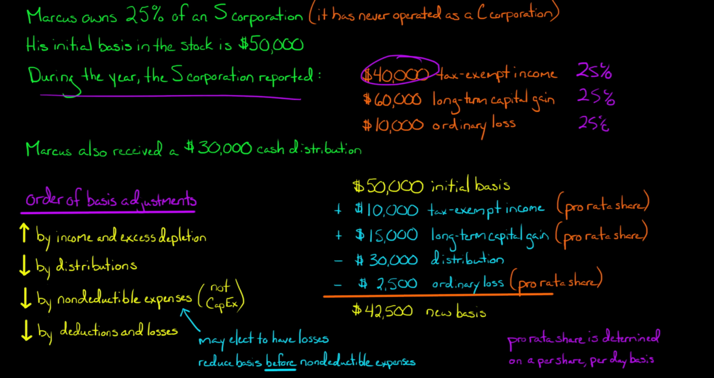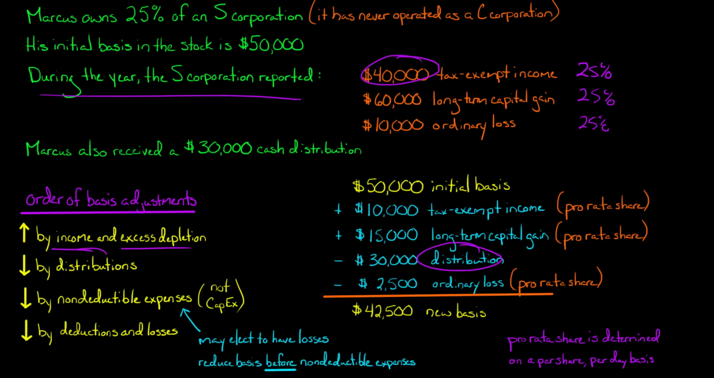Now you might be wondering, how did you choose the order in which to do these? You might notice I did the income items first, then the distribution, and then the share of the loss. I didn't just pick that randomly. There's actually an order of basis adjustments. First, you increase the basis by the pro rata share of any income items and any excess depletion. We didn't have excess depletion in this situation, but we did have two income items. That's why I had those first.